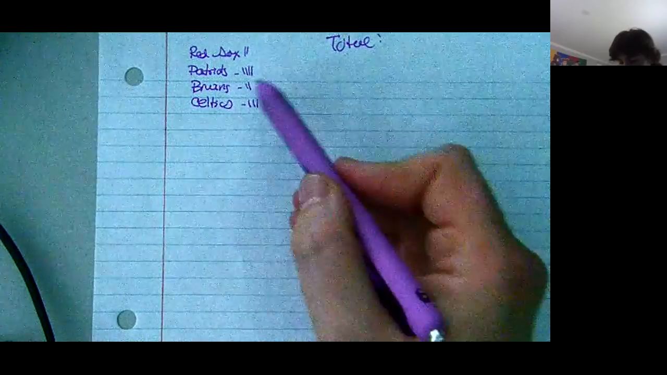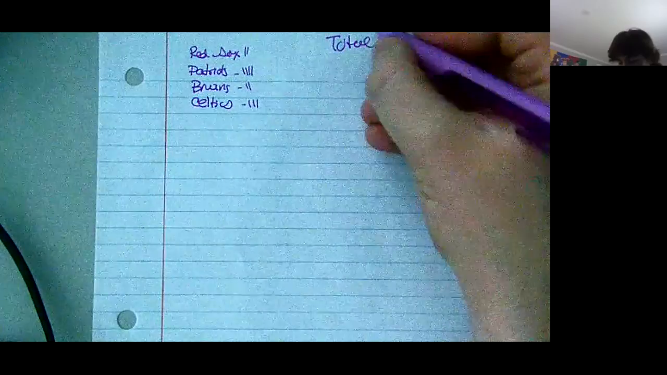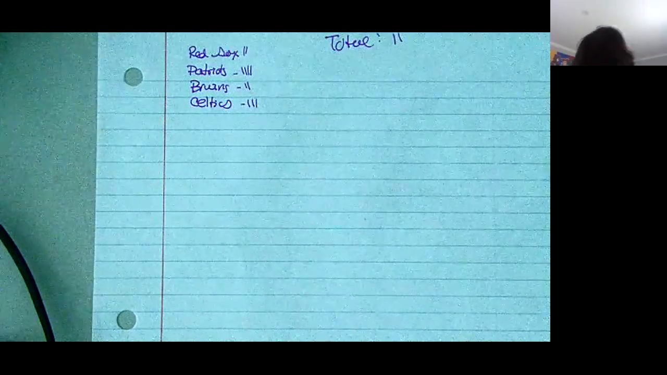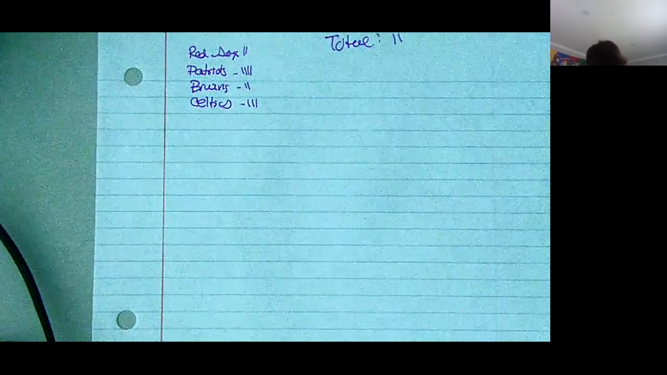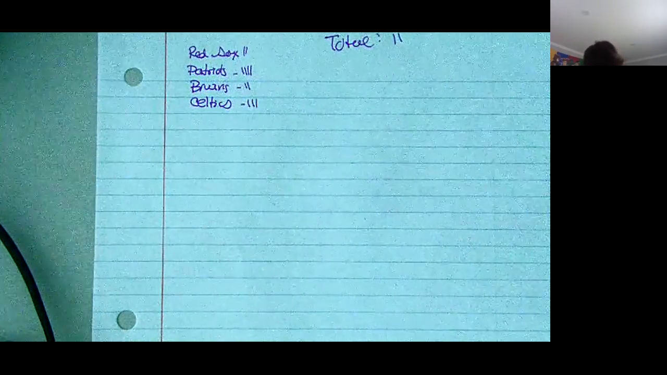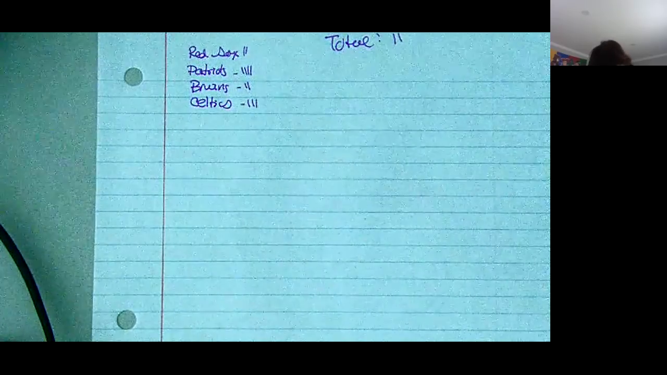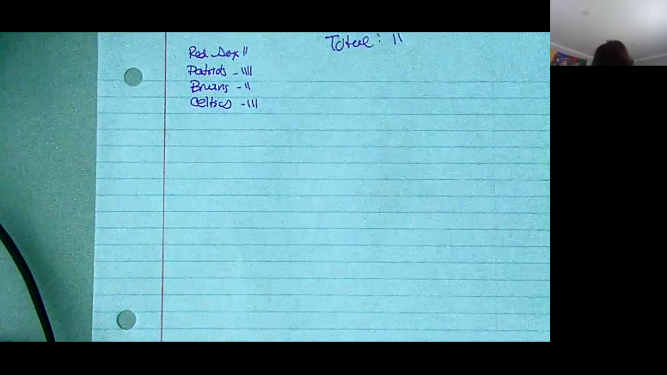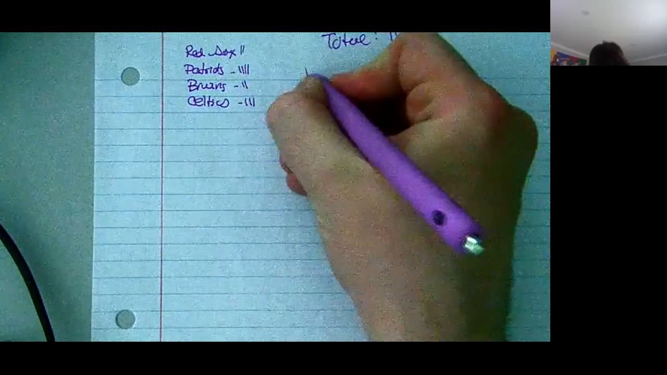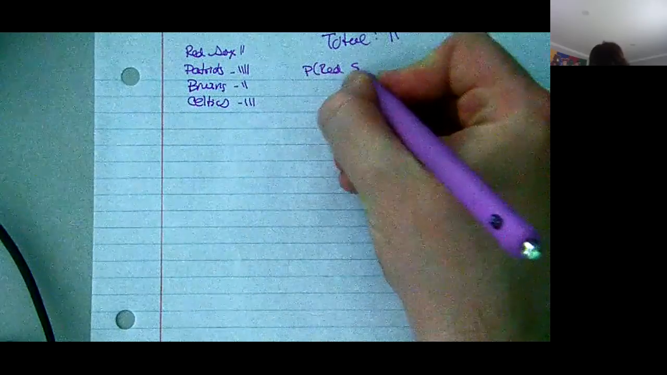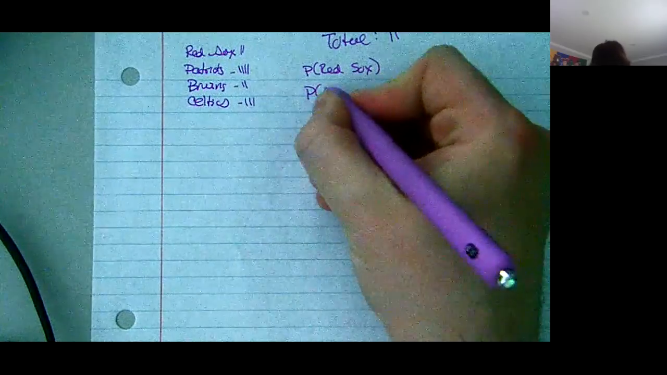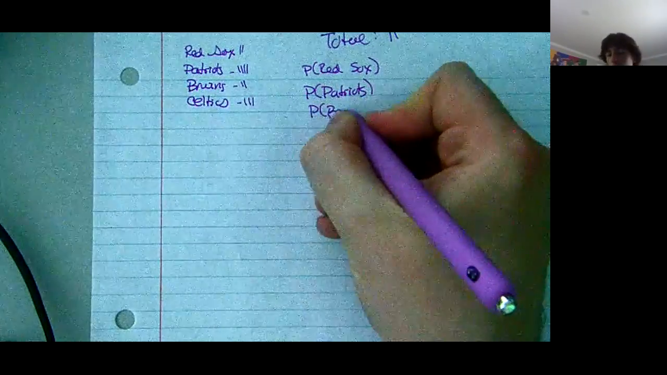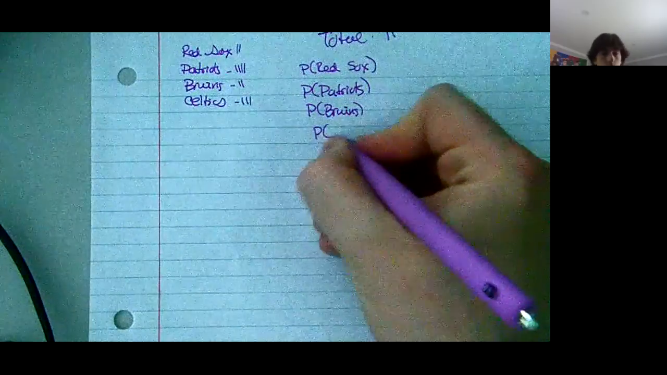11? 6, 8, 11. Okay, I want you to find the probability of someone liking the Red Sox, the Patriots, the Bruins, the Celtics. This is not really what this is about. This is just gonna set up what we're about to do. You're making probabilities. Probability of picking someone who likes the Red Sox. Probability of picking someone who likes the Patriots. Picking someone who likes the Bruins. Picking someone who likes the Celtics.